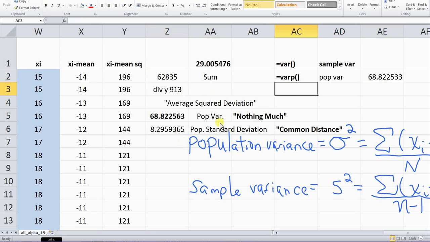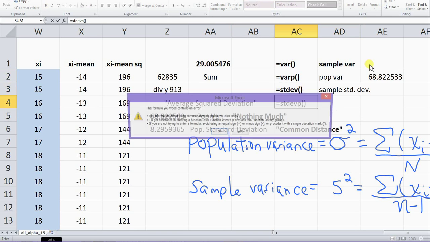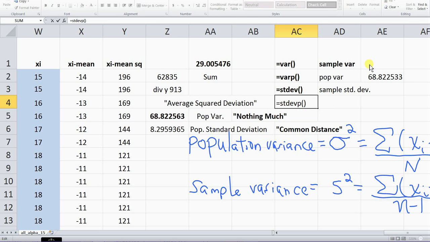If you want to get the standard deviation directly, without having to take the square root of a variance, then there are two formulas to get the standard deviation. Equals STDEV. That will give you a sample standard deviation. And if you want a population standard deviation, use the P on the end, just like we did for variance. Equals STDEV P. I just wanted to type that. If you put an apostrophe in front of a formula, that will just let it stay there as text without giving you an error. So that's the population standard deviation.